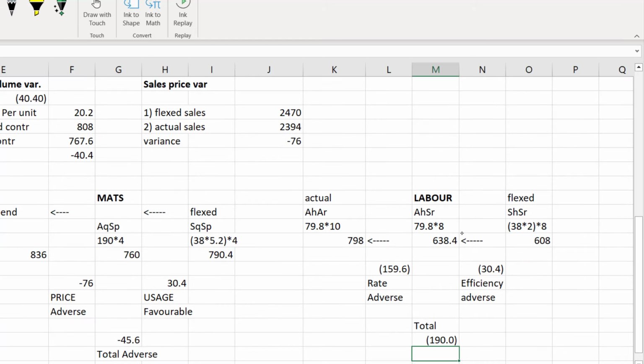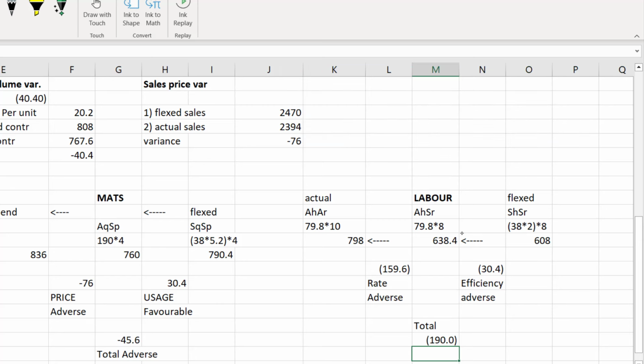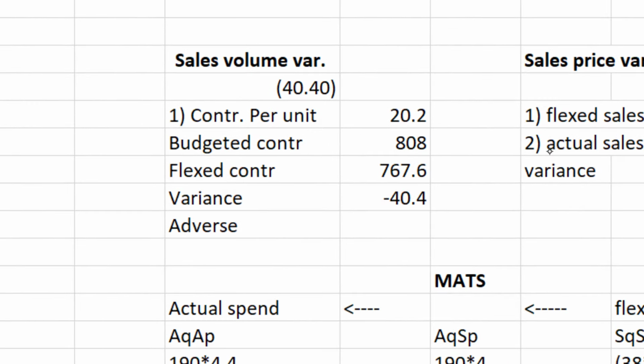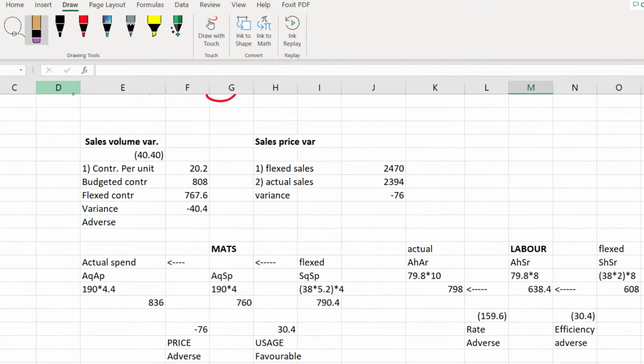Remember your letters, AA, AS, SS. If you can remember those letters, you can do the mix and the yield variances and the planning and the operational variances. The sales volume variance is also very important because from this we get the sales quantity and the sales mix variances and the market size and the market share variances. Now, that concludes our review of the basics.